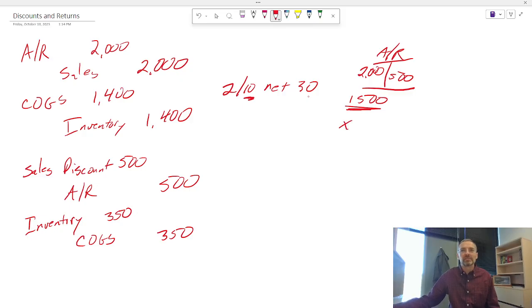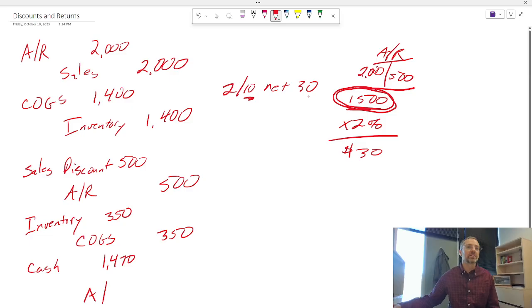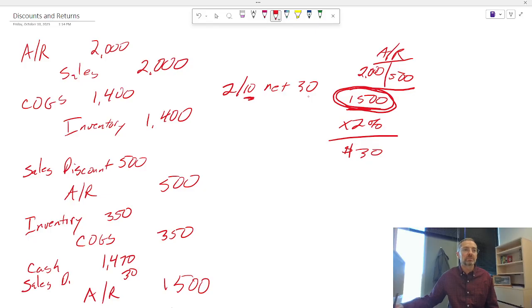But we said, well, if they pay within the discount period, they can take a 2% discount. That's $30 off. They're paying us $1,470. So we're only going to get cash of $1,470. How much of this $1,500 are they paying off? They are paying off all of it. So let's go ahead and make sure that we put the full $1,500 here. Where does the difference go? This $30 difference. We are putting this in the contra account sales discounts.